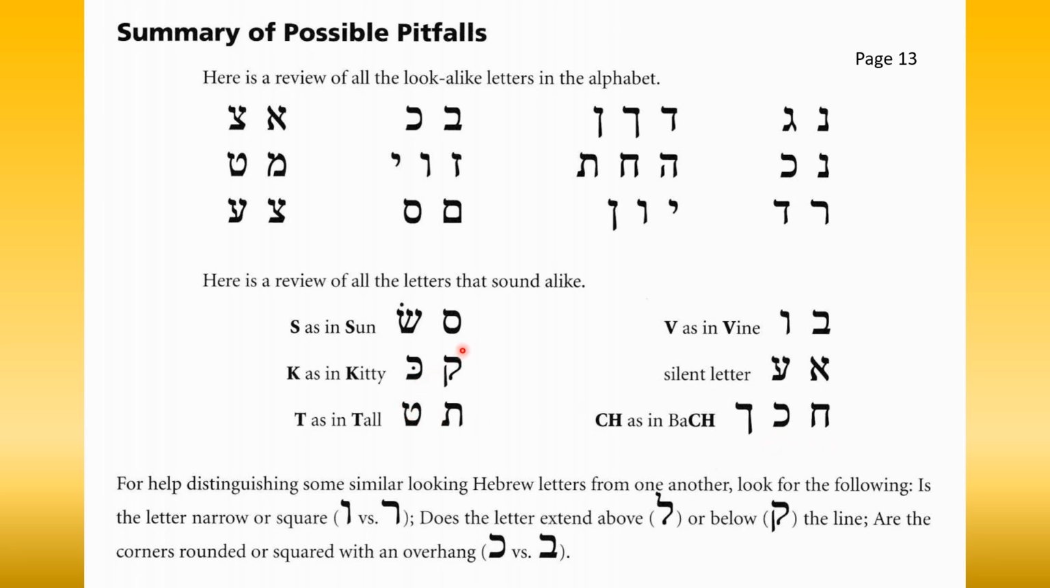We have the S sound for the samek and the sin. We have the K sound for the kuf and the kaf. Again, transliteration generally writes the kuf as a Q. And then we have the tav and the tet, both having the T sound. Okay?